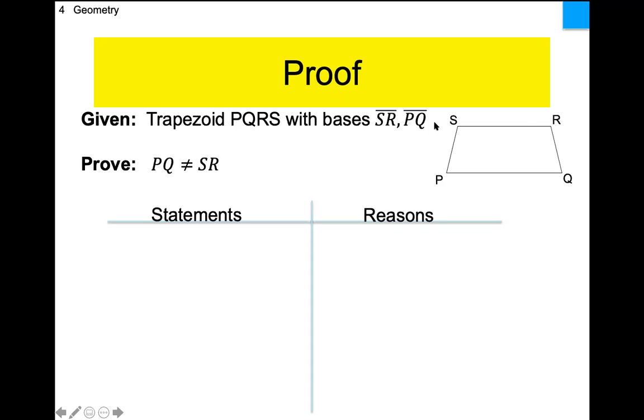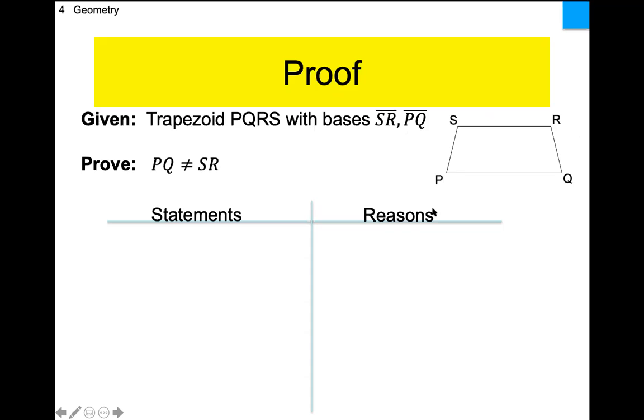It says I've got a trapezoid, PQRS. The bases are SR and PQ. Somehow we're supposed to prove that PQ is not equal to SR. In other words, the measurements of the two bases are not equal.